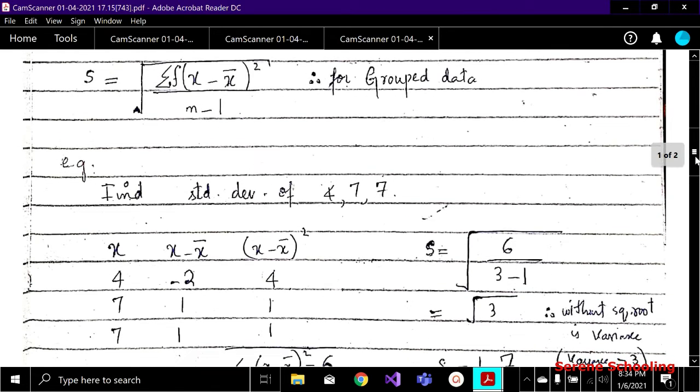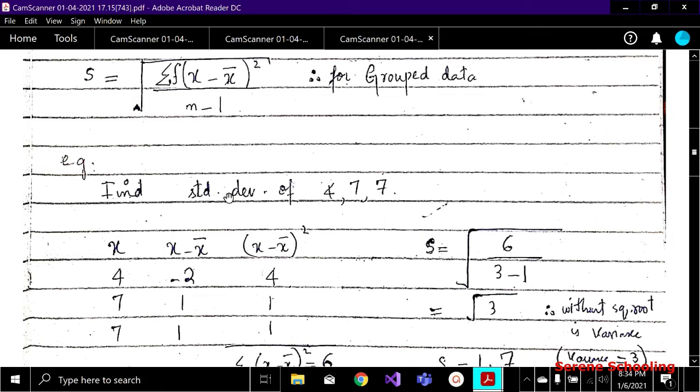So see over here, find the standard deviation of 4, 7 and 7. Now you can see these are not any classes, so these are my individual x values. I don't need to find midpoints, right? And my formula will be what? F will not be used because we are not given f anywhere. Okay, so make the column of your x.